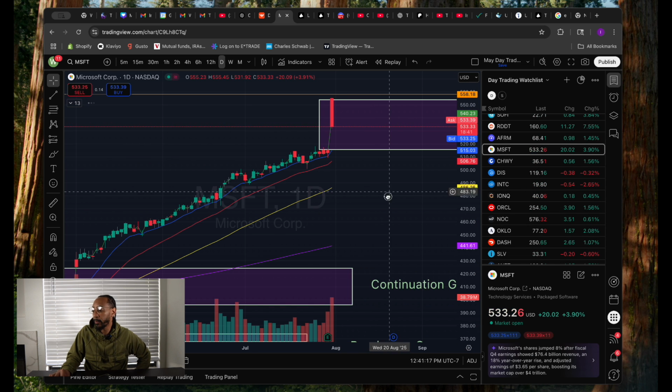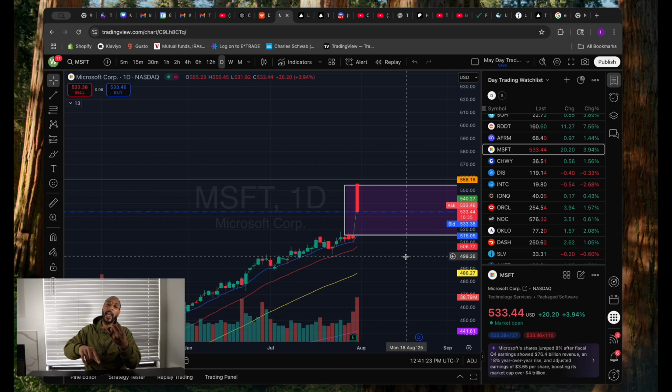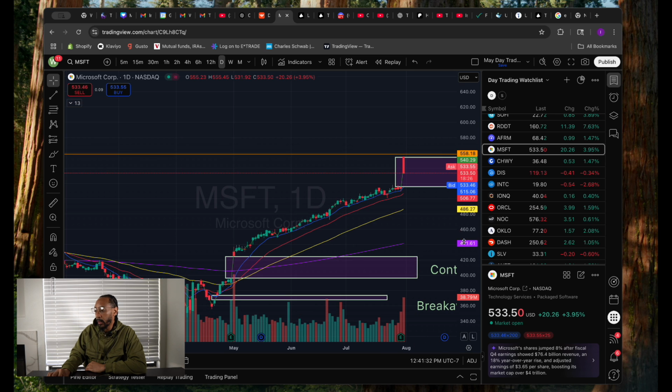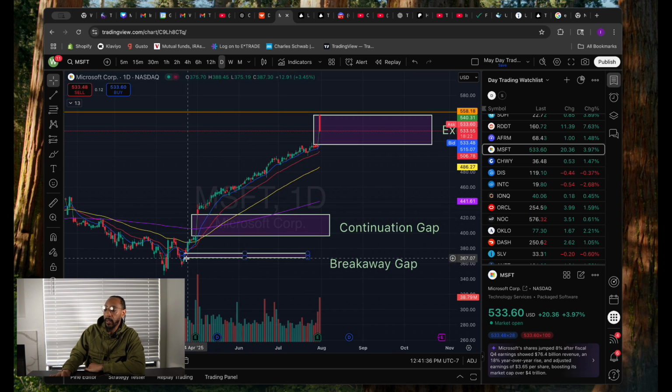Microsoft right here, right? So this is a gap right here, okay? So we talked about common gaps, breakaway gaps, continuation gaps, and then exhaustion gaps, right? So look at this. Now when we zoom out on Microsoft, we can see it clearly. This is a breakaway gap, okay? It was consolidating here, had a little double bottom, and then breakaway gap, it gapped up, and then it started the uptrend, boom, right?